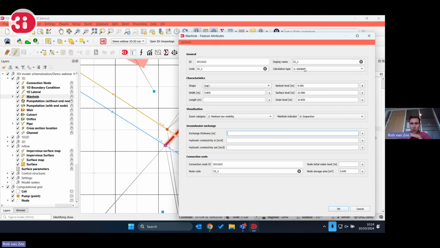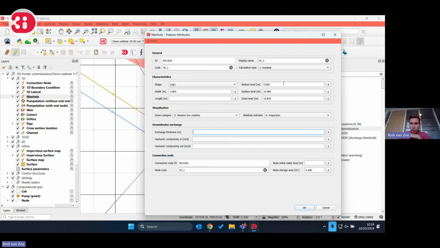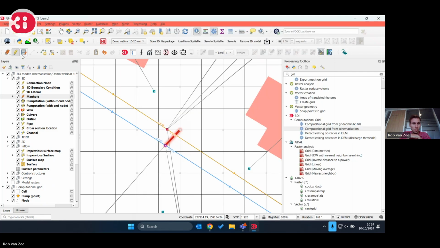So here I'm going to the settings of the manhole. I'll explain a bit more about this later. Put this one to connected. Save it. Save the spatialite.